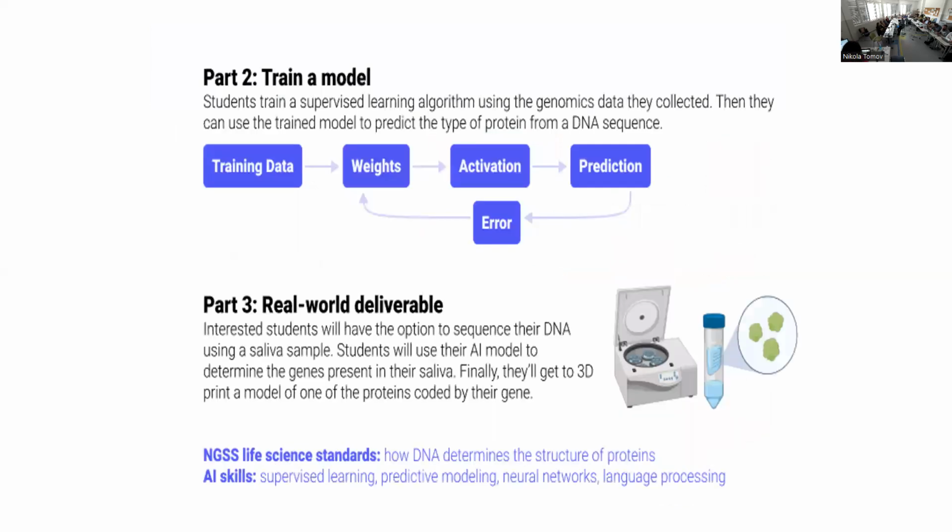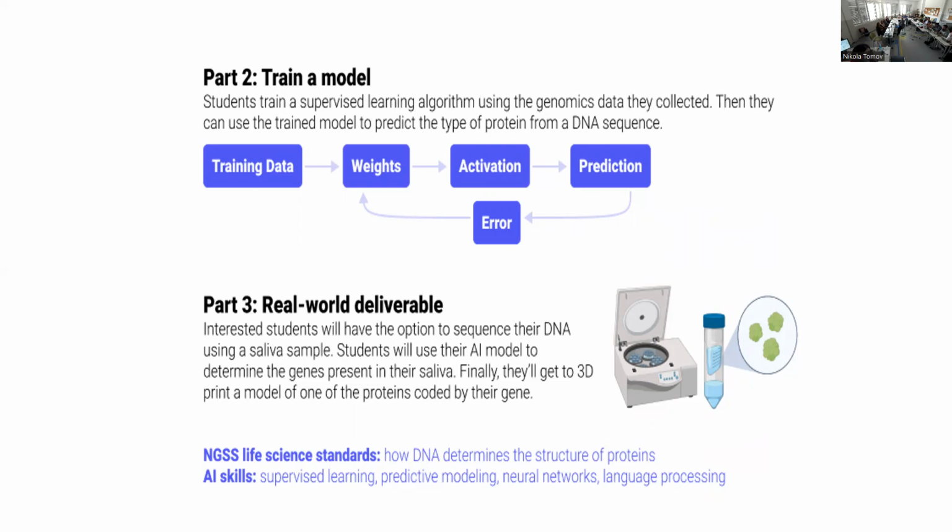They would move on to the training, of course. And they would say again, I'm going to train. I'm going to put some weights, activate, predict. And then if there's an error, do that again. In this case, they can use a supervised learning algorithm. And they use the genomics data that they collected to predict the sequence of the protein.